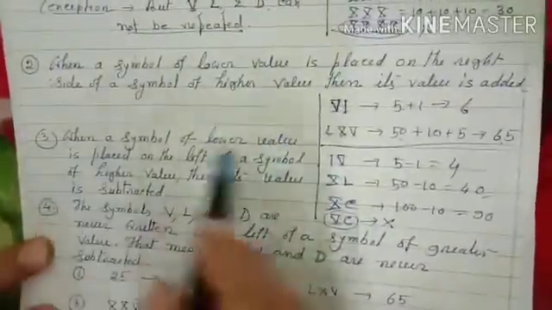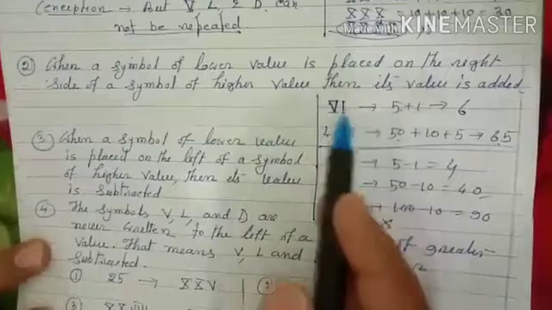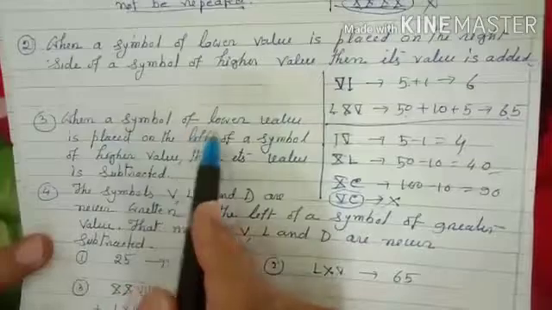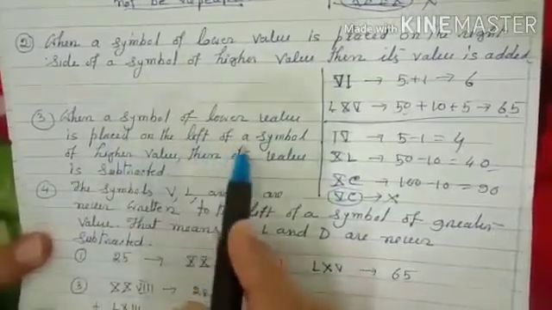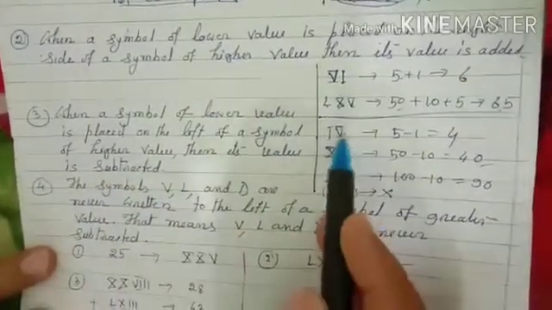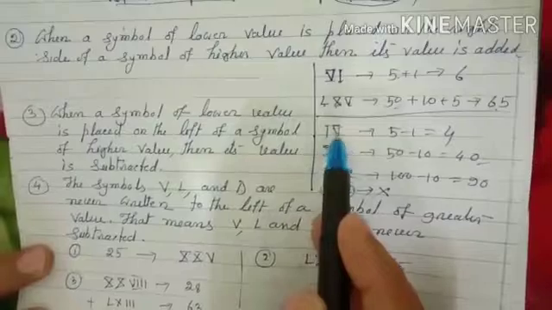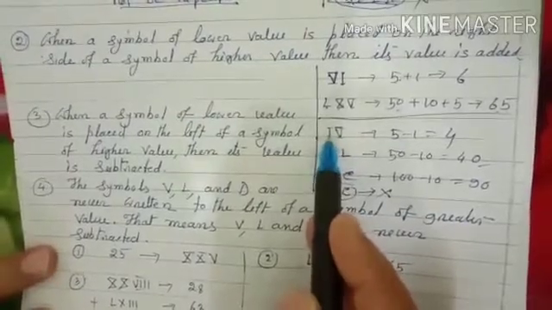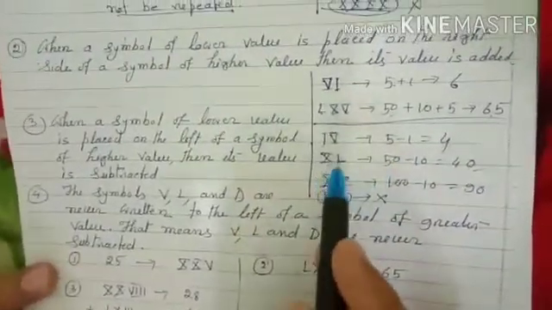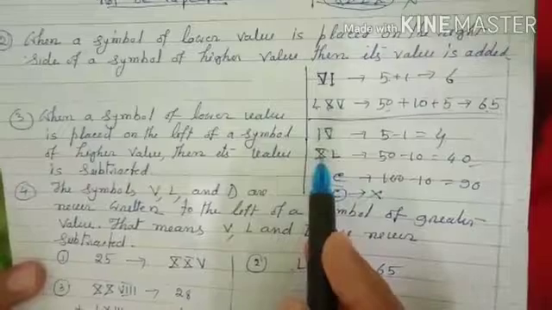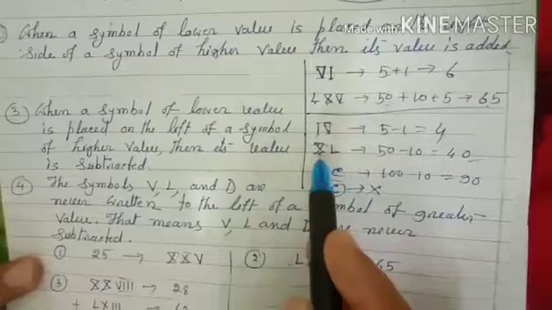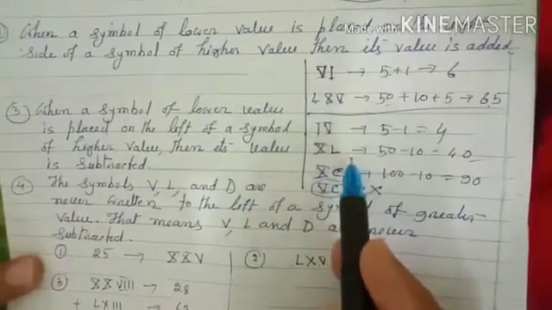Now the third rule is just the opposite. When it is written on the right side it is added, and when written on the left side it is subtracted. That is rule number 3. When a symbol of lower value is placed on the left of a symbol of higher value, then its value is subtracted. For example, I and V. If I is written before V, I means 1 and V means 5, so 5 minus 1 is 4. And if X is written before L, X means 10 and L means 50, so 50 minus 10 is 40. So 40 is written as XL, not X, X, X, X four times.